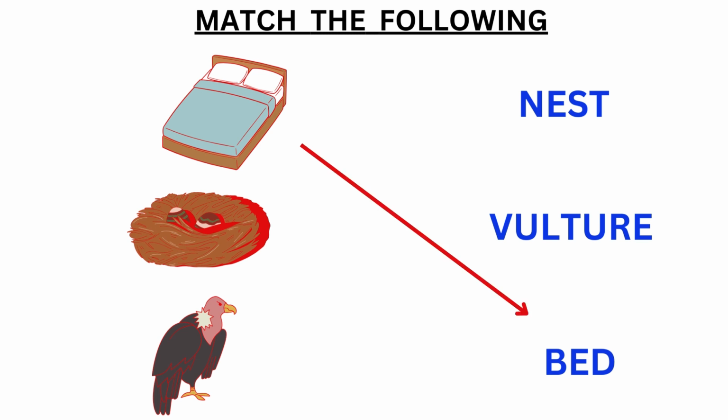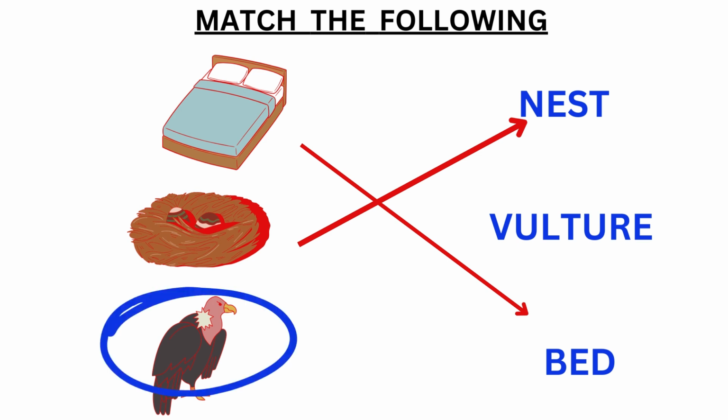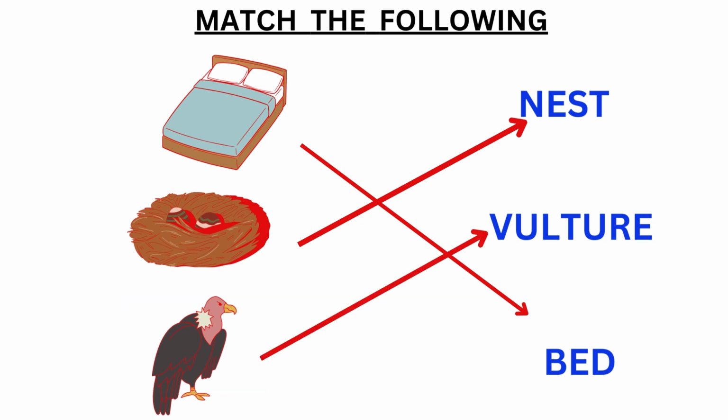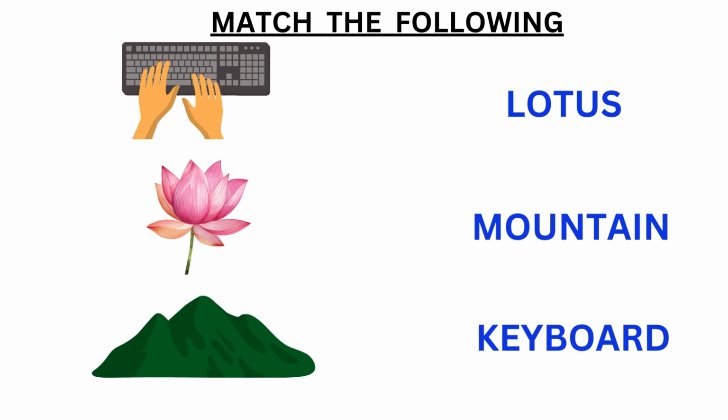It's the bed. Next, a structure made by birds for them to lay their eggs and raise their young. Can you guess its name? It's the nest. Lastly, a big bird that hunts for food by finding dead animals. Can you guess its name? It's the vulture. On this slide, we have three different images.